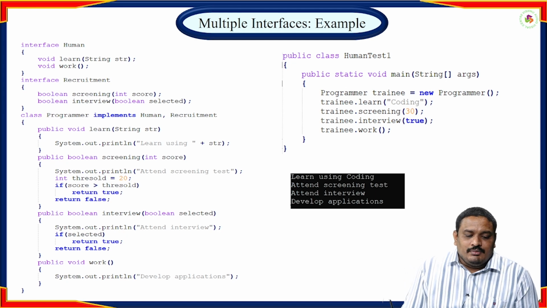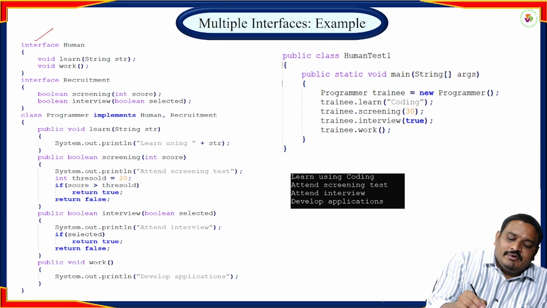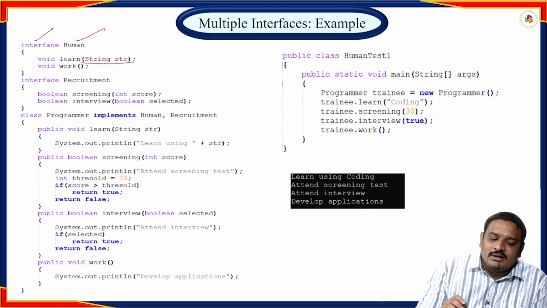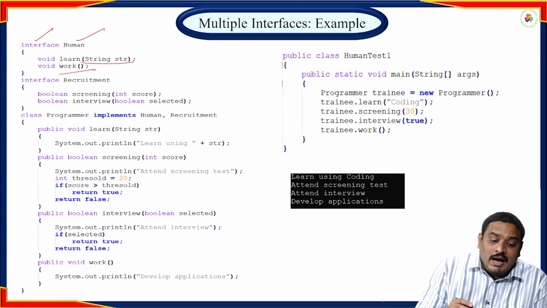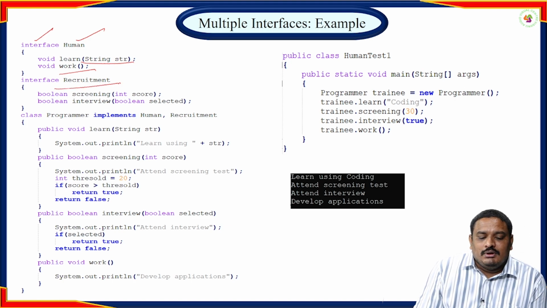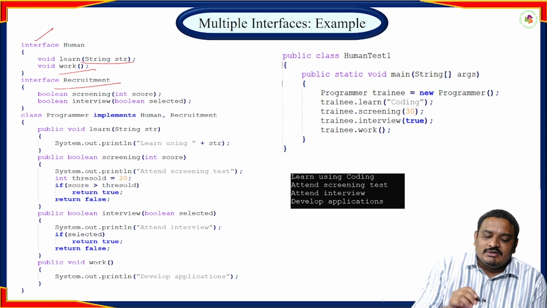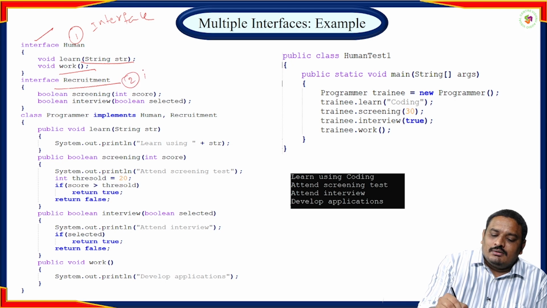See this another example. Observe multiple interfaces. This is the interface; follow the interface name. One method takes the string message, the string str is passed as one parameter, the learn method. The work method is another method. Now another interface is recruitment. Here in this example, two interfaces are there. The first interface is human, and recruitment is the second interface.